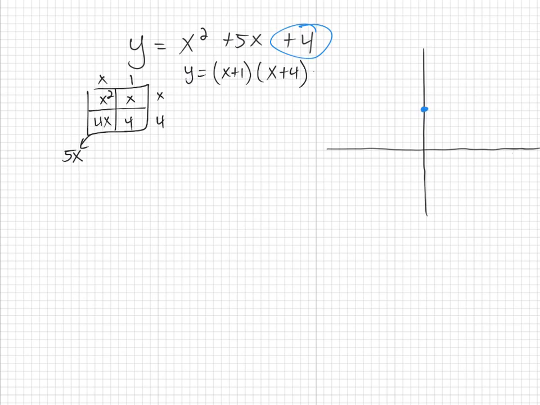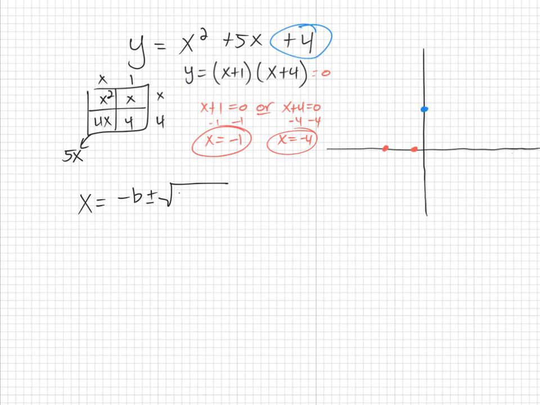And if I set these equal to 0, that means that x plus 1 equals 0, or because we're using the zero product property, or x plus 4 equals 0, which means that x is equal to -1. Okay, so I'll plot -1, or subtract 4, x equals -4. Okay, so -1 or -4. And my vertex should hopefully be somewhere in between. I'm going to use the quadratic formula this time. So x equals -b plus or minus the square root of b squared minus 4ac, all of that over 2a.